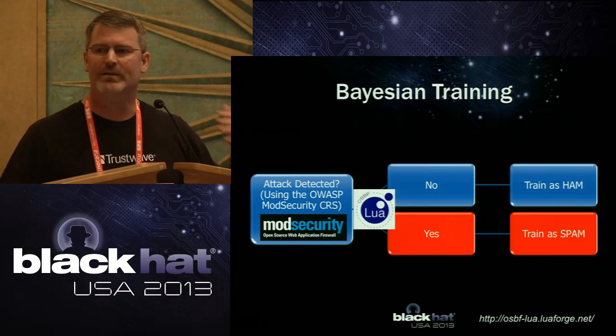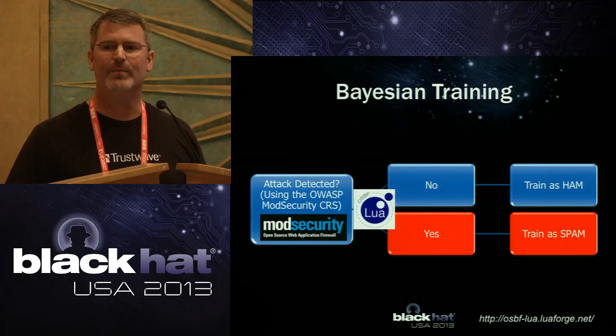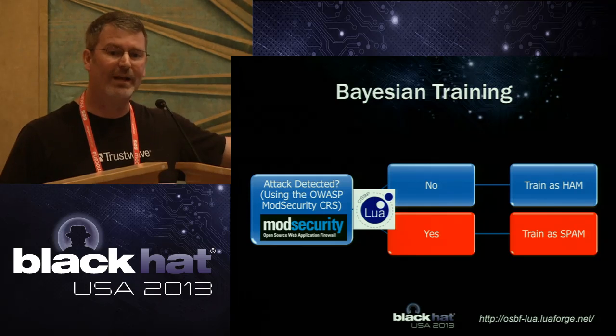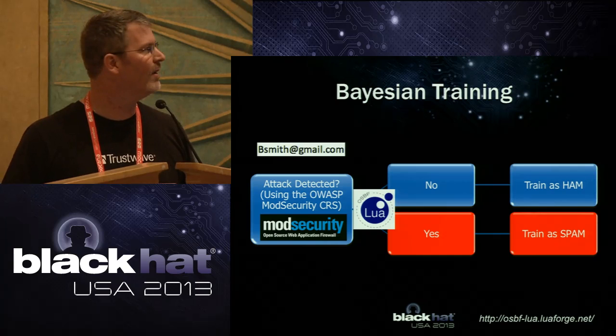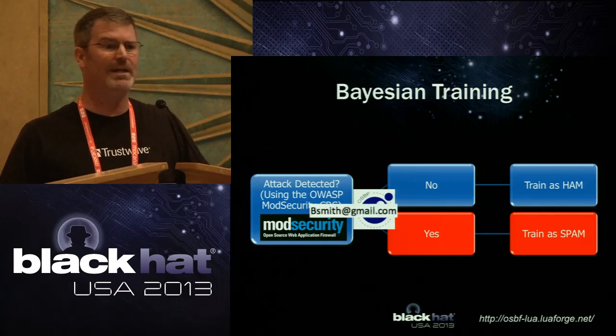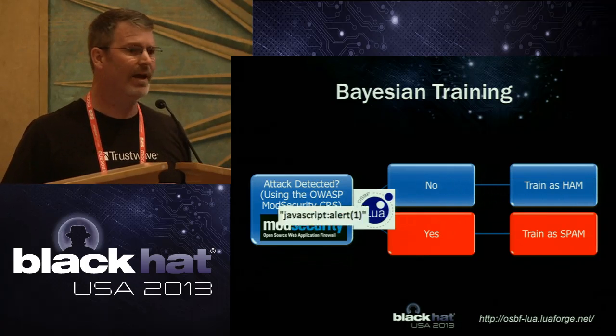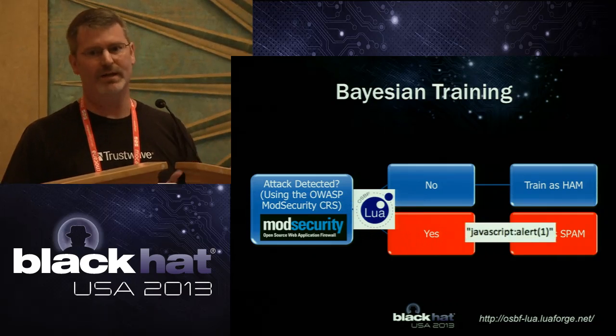So you can do some training. This has been going on for a long time in the spamming world with email. We can take that same concept. The idea is leveraging your blacklist, regex, negative security filters to train your Bayesian classifier. So as data comes in, there's an email address that's not an attack. Let's train it as ham. An attack comes in that's flagged by our filters, train it as spam.